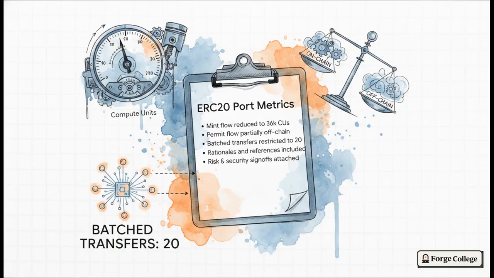For the Mint flow, we proved optimization by dropping compute units from 45,000 all the way down to 36,000. How? Simply by removing a legacy bookkeeping CPI. Pretty awesome, right? For the permit flow, the signature parsing was just way too heavy, so we made a smart design trade-off. High-value verifications stay on-chain, but low-value approvals get moved off to the client side. And for batch transfers, we aggregated changes in memory but restricted the batch size to 20 recipients just to avoid hitting any transaction size limits. Plus, all these changes come with clearly documented rationales and the required security signoffs attached. Hard numbers, clear decisions, that's the name of the game.